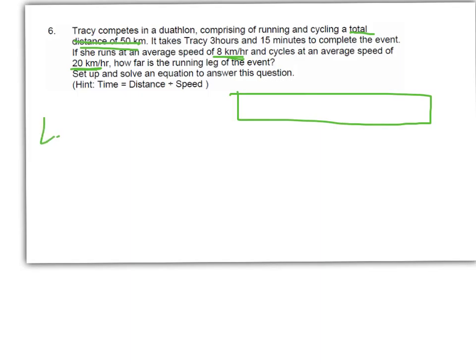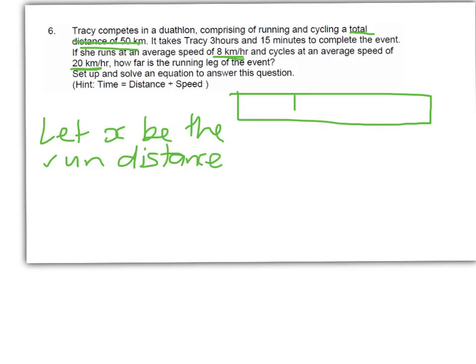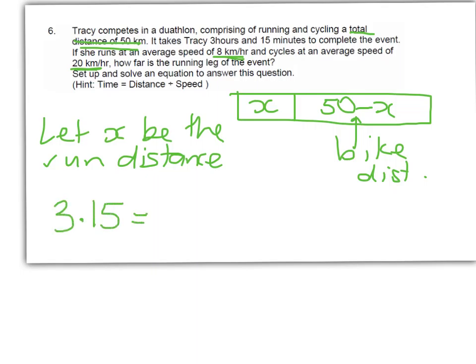So we're going to define x as the run distance. So if we work out what we know about x, we know the total distance is 50. So we can draw a picture like this. The bike distance is 50 minus x. Now we can think about the time taken, which we know is 3.15 hours, as the run distance divided by the run speed plus the bike distance divided by the bike speed.